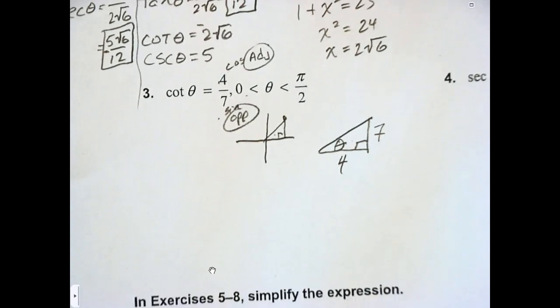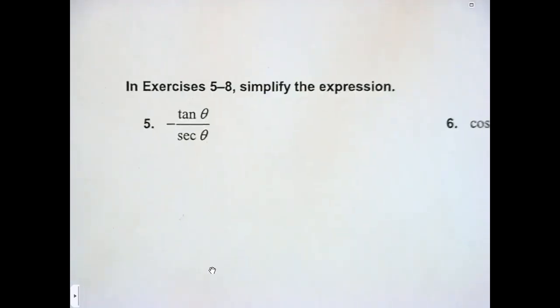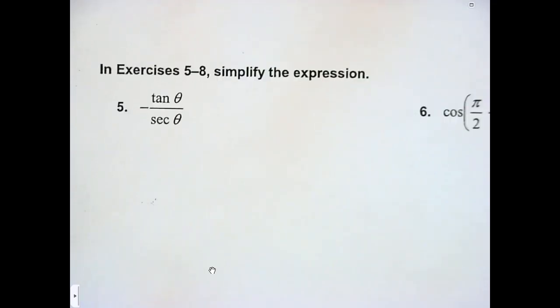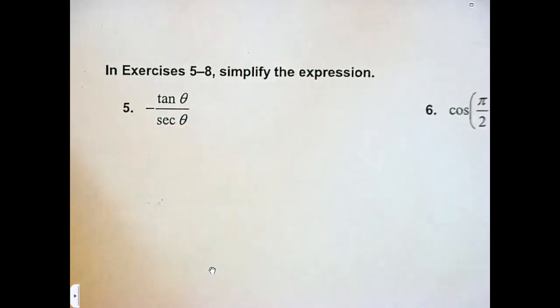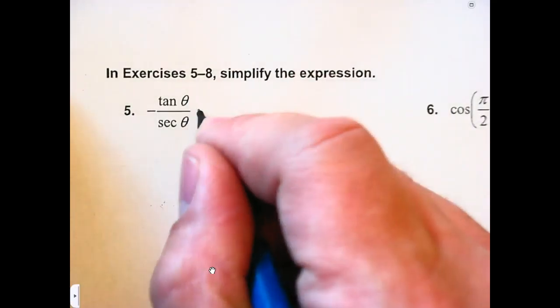Now, hey, we'll finish those later. I want you to take a look at number 5. Number 5, simplify the expression: negative tan over secant. This is where it gets a little more interesting. This is where you start using substitution.